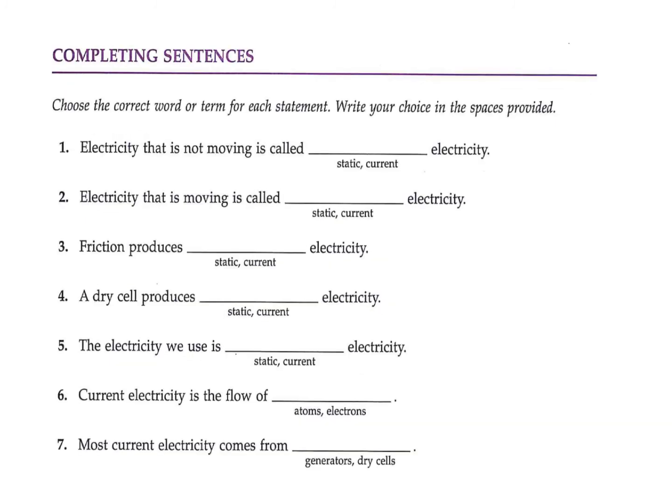Electricity that is not moving is called static. Electricity that is moving is called current. Friction produces static. Remember, friction is another name for rubbing. If you rub a balloon with a fabric or your comb, that creates static electricity, friction. A dry cell produces current. A battery gives me current electricity. That's why I use wires.